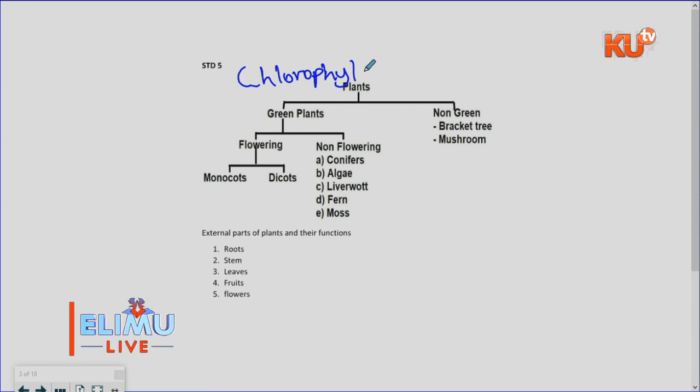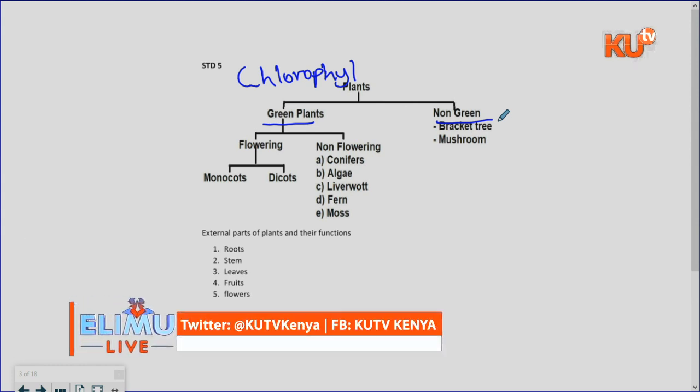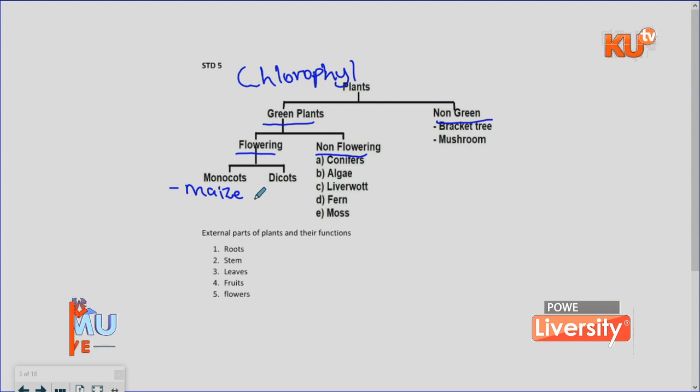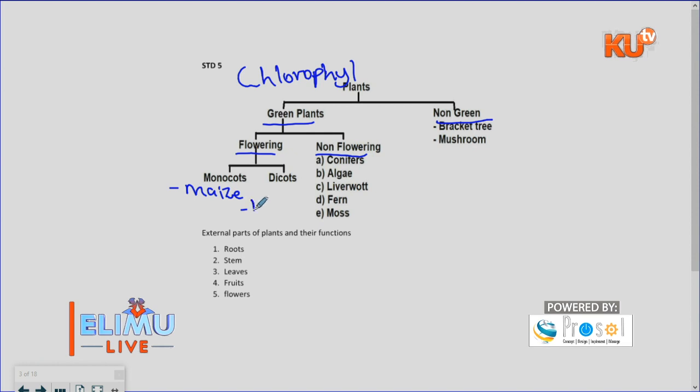So we have plants which are classified according to the presence of chlorophyll, where we get green plants, which means they have chlorophyll, and non-green plants, which means they don't have chlorophyll. Then green plants can further be divided into flowering plants, which reproduce by means of flowers, and non-flowering plants, which reproduce through other means. We also have monocots. Monocots are plants that have one cotyledon, and an example is maize. We also have dicots. Dicots are plants which have two cotyledons, and an example is a bean.